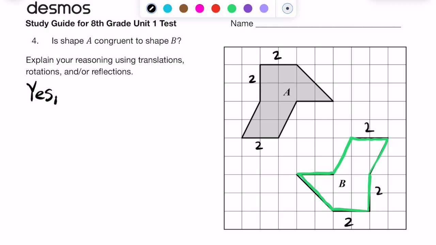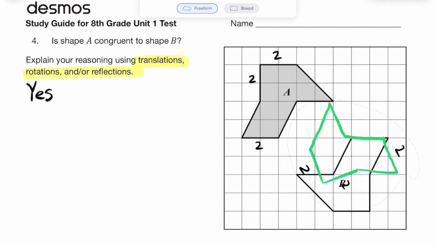And then we could say, oh, it's the same shape and size, but it says explain using translations, rotations, and reflections. So we know that two shapes are congruent if you can map one onto the other using translations, reflections, and rotations. So what did I do to get this here? I rotated it.